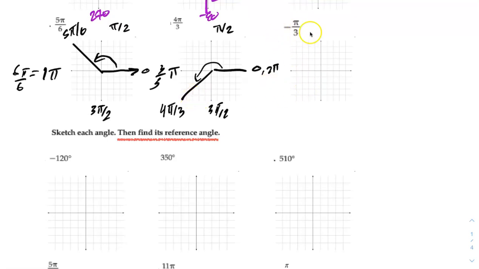The next one, negative pi over 3. Well, this is 0. Negative, we're going down, so it's negative pi over 2, negative pi. The trick was, anytime there's a 1 on top, it's in the first quadrant. So it would be here, but since we're going negative, it's actually in here. So that's the trick. Anytime it's negative and there's a 1 on top, it's in the first quadrant. So negative pi over 3, like that.